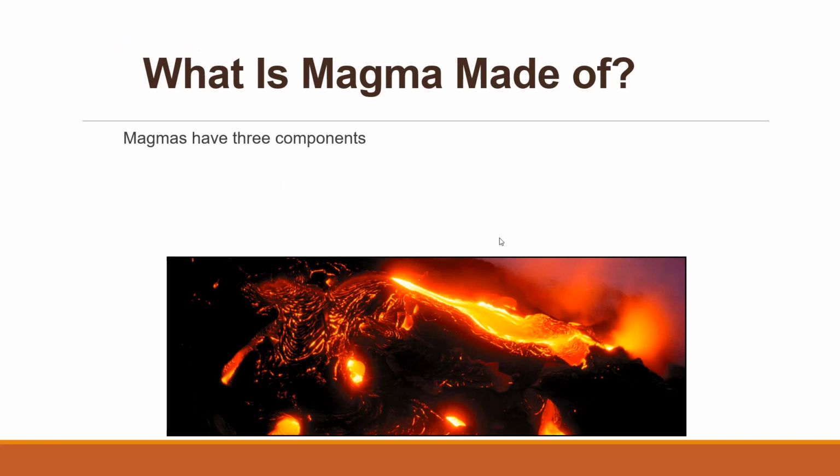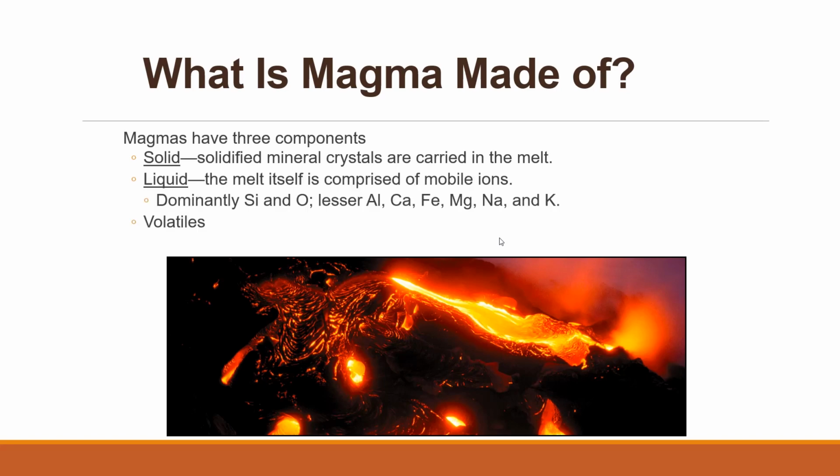Magma will have three components. We have solids, which are solidified mineral crystals that are carried in the melt. We have liquid, that's the melt itself, which will have mobile ions. And then we have the volatiles, which will be the gases that are incorporated in.